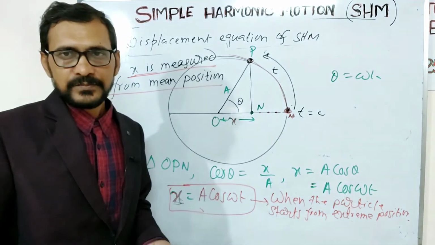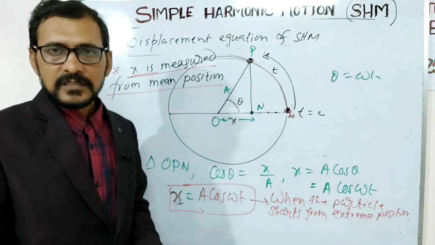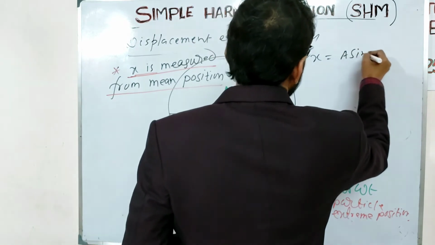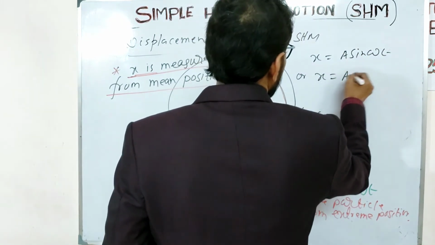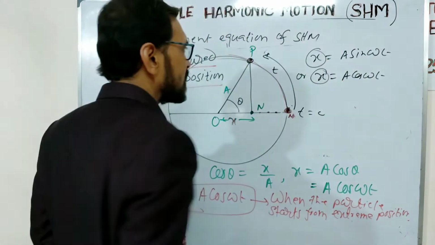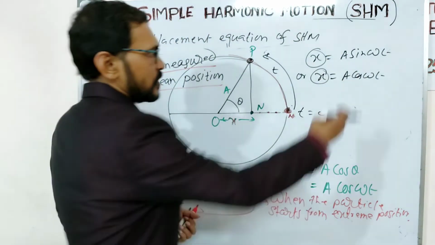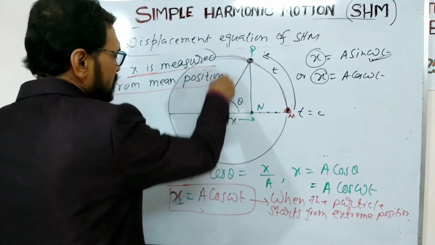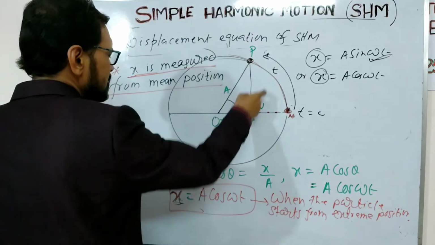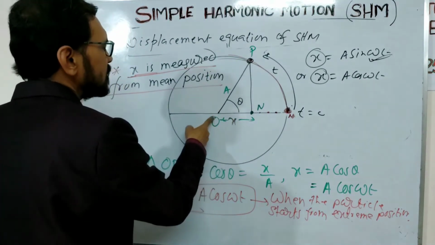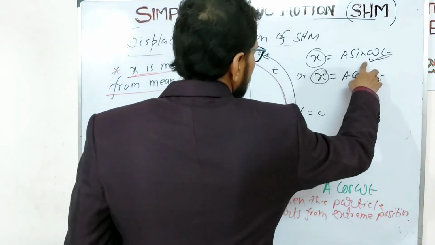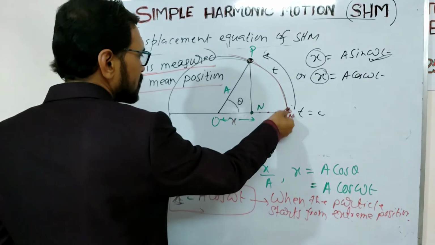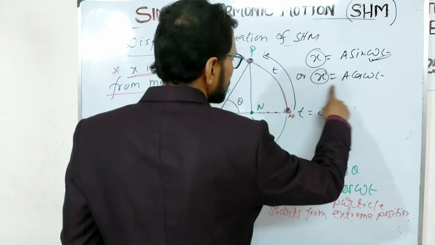I repeat the theory once again. In the displacement equation, the distance x equals a sin omega t or x equals a cos omega t. This x is always measured from the mean position. We use this equation when the particle in circular motion and the particle in SHM both start from the mean position. And when both start from the extreme position, then we use this other equation.